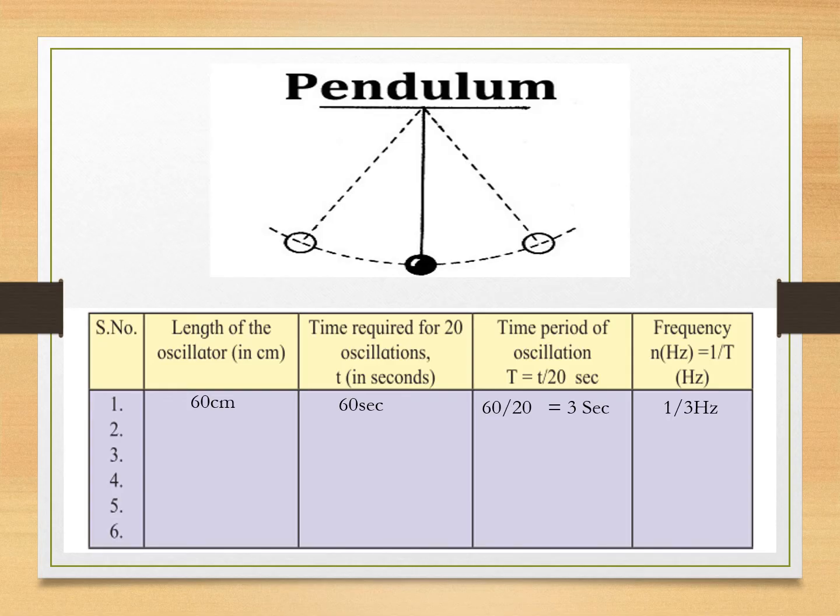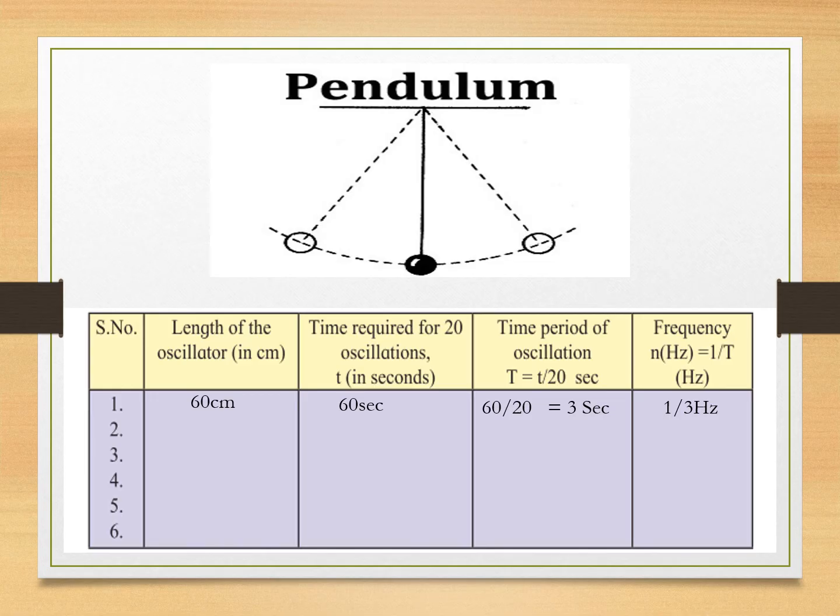Suppose the first time you took a 60 centimeter thread, and the time required is 60 seconds for 20 oscillations, means 1 minute. But we have to count it in seconds only. Then the time period of oscillation, capital T, the formula is small t, that is time in seconds required for 20 oscillations, divided by 20. So in this way you will get the time required for one oscillation. So 60 seconds required for 20 oscillations, 60 divided by 20 is equal to 3 seconds.